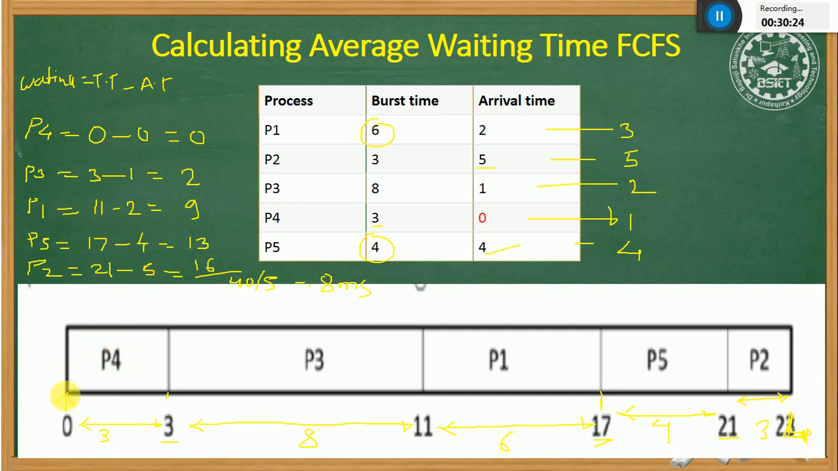How have you prepared the Gantt chart? Who comes first? At 0, P4 comes, so P4 will be assigned the CPU. How much time does it require for P4? So it is the burst time.